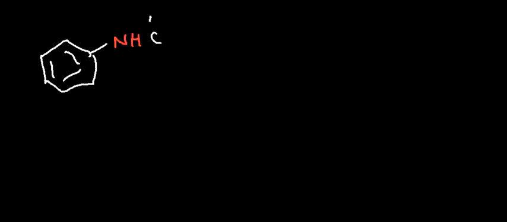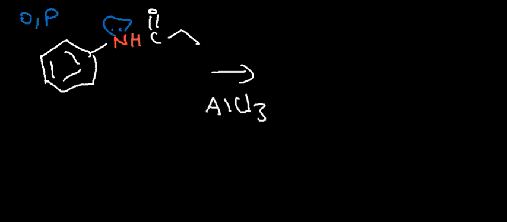So now that we have the amide, we can react it with another Lewis acid, another acid chloride. And because of the lone pair on its nitrogen, it's still an ortho-para director. It's no longer strongly activated, but it's moderately activated. The carbonyl group weakened the electron donating effects of the NH2 group. But that's a good thing because we can now perform this reaction.